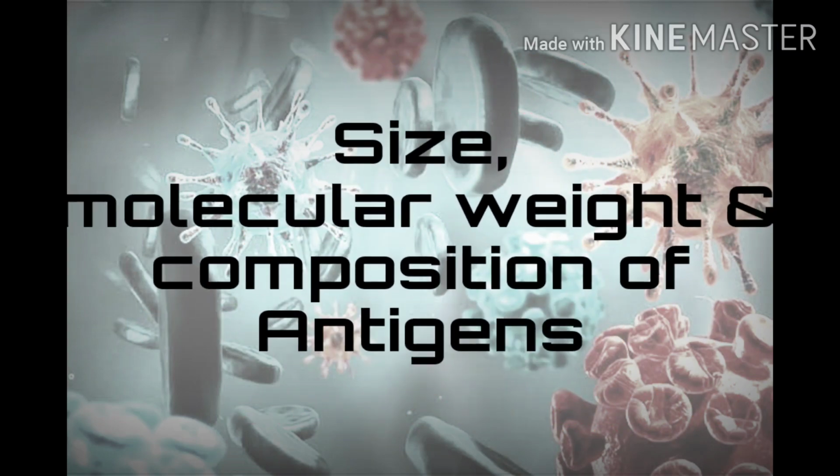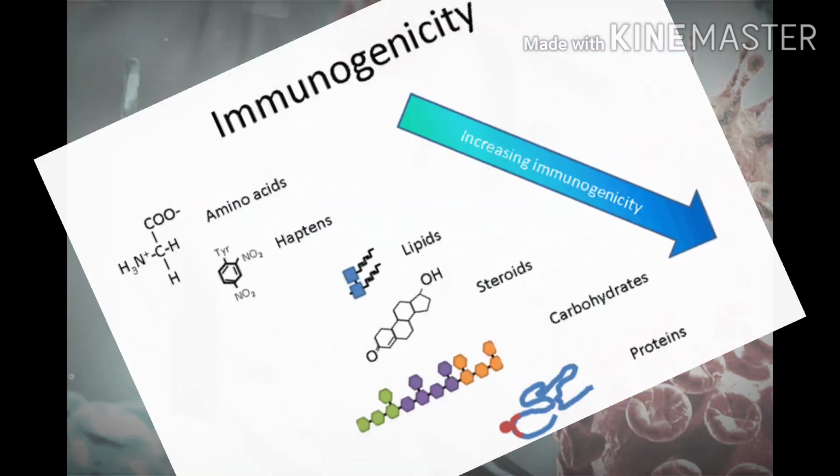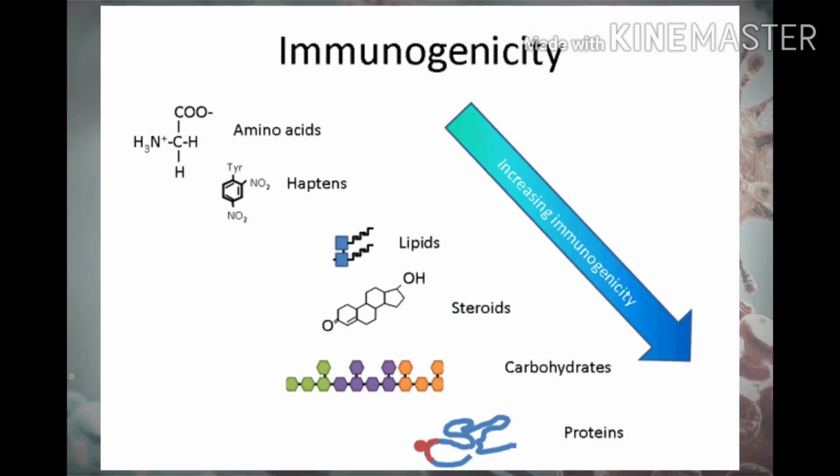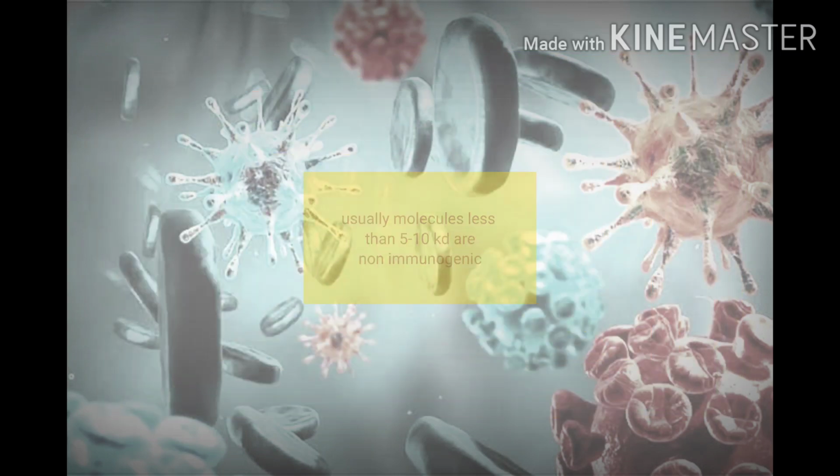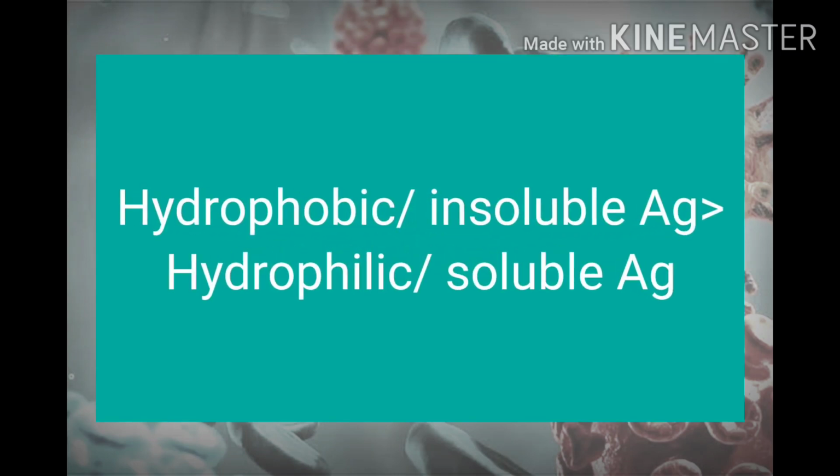Size, molecular weight and composition of the antigen also affect immunogenicity. Here in this diagram we can see that the immunogenicity increases going from amino acids to proteins. Proteins are the most immunogenic. Usually molecules less than 5 to 10 kilodalton are non-immunogenic. Hydrophobic and insoluble antigens are more immunogenic than hydrophilic or soluble antigens.